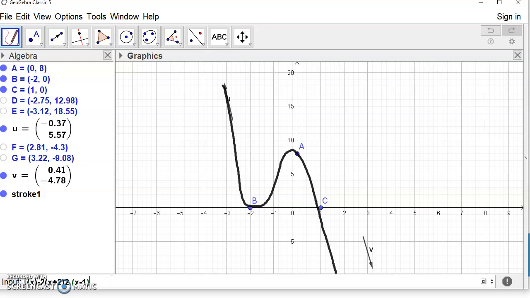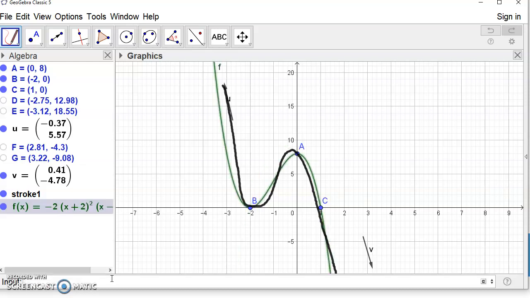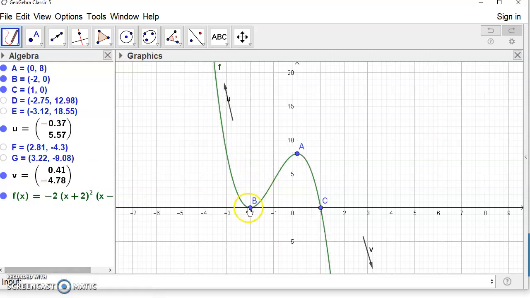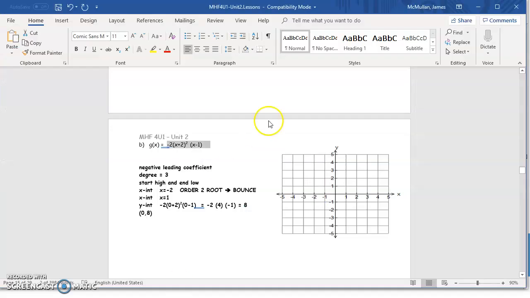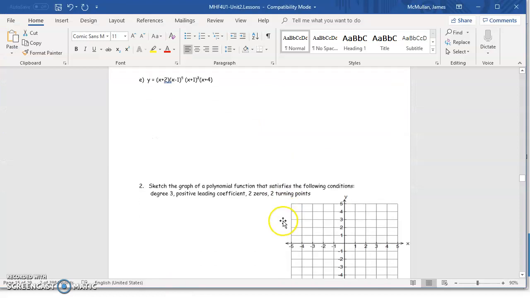Anyway, what should happen here when I put this sketch is it should go through basically everything we said it would. It has to bounce off of B. It has to have end behavior here and here. Bounce off of B, go through A, and then go down through C. And it looks like A is pretty much the local max here. That's not really always the case, but it does seem to be the case here. Okay. So there's a couple more.